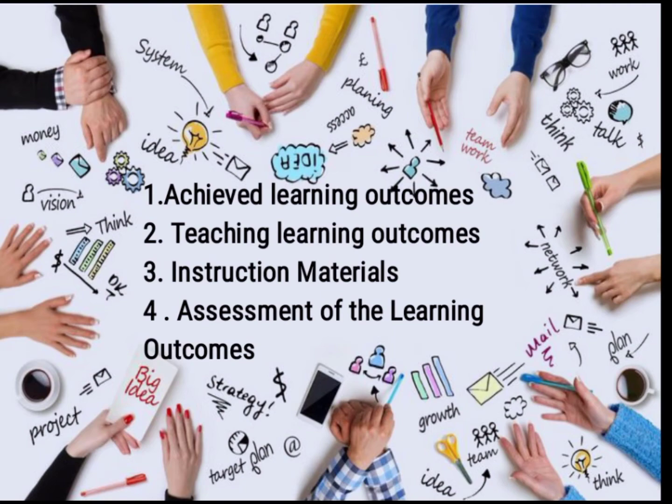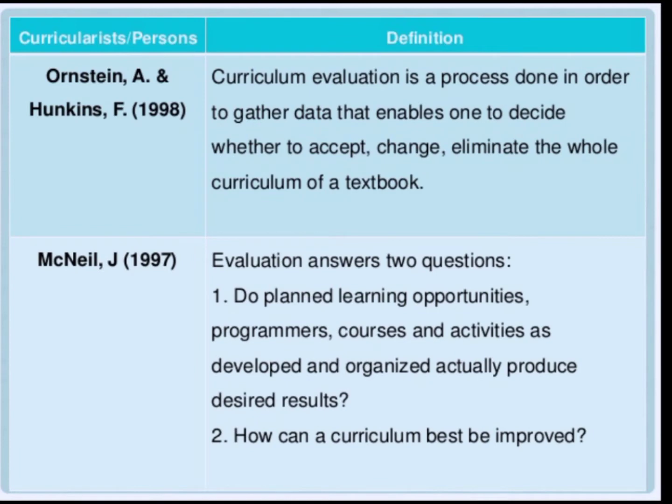So, let's move on to the curricularists who define curriculum evaluation. The first one is Ornstein and Hunkins. Ornstein and Hunkins define curriculum evaluation as a process done in order to gather data that enables one to decide whether to accept, change, or eliminate the whole curriculum or a textbook.